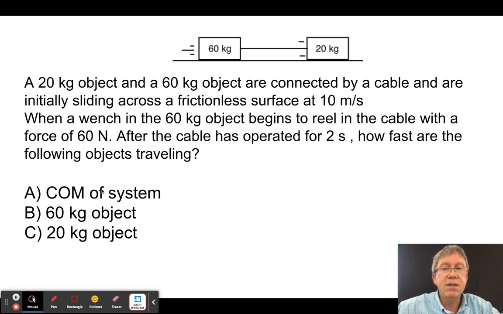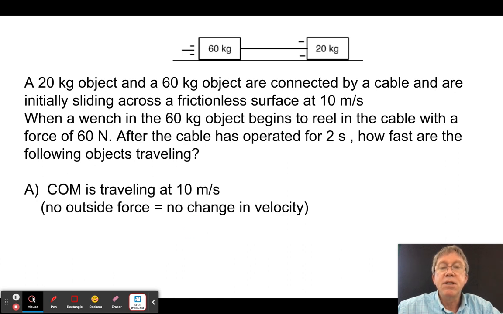So how fast is the center of mass of the system traveling? How fast is the 60-kilogram object traveling? And how fast is the 200-kilogram object traveling? Well, let's see what we've got. So the center of mass of the system is still traveling 10 meters per second because there's no external force acting on it. So it doesn't change its motion.